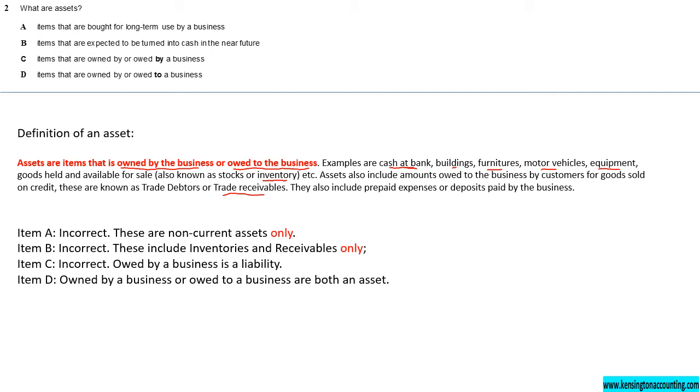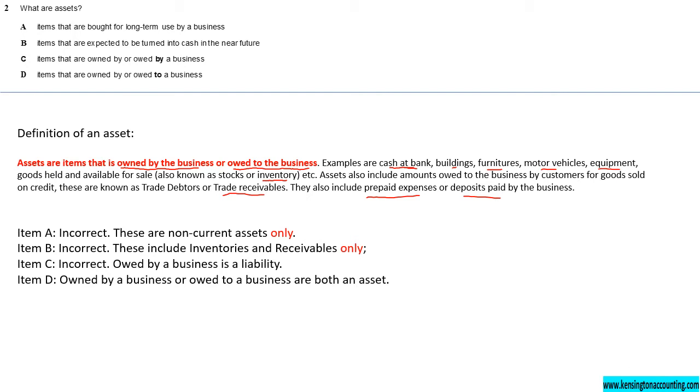Other types of assets which are owed to the business would be prepaid expenses or deposits paid by the business. So these are money which have been paid by the business in advance or as a deposit. Therefore, third parties would owe money to the business. So these amounts are owed to the business. That's why they are assets. Now, based on the definitions, let's look at the four possible solutions.